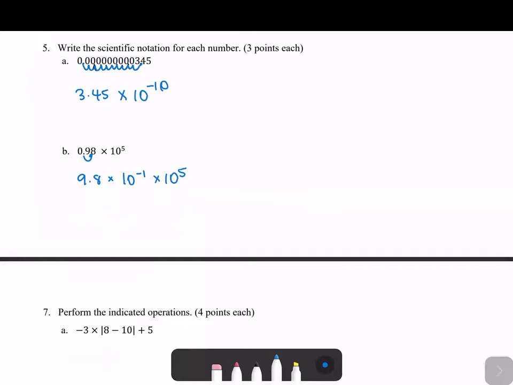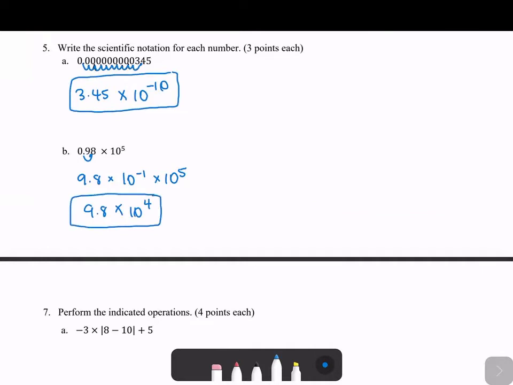So this 9.8 times 10 to the negative 1 is how we would write 0.98 in scientific notation, but we also had this 10 to the 5th. So to get this in scientific notation, you're going to combine the 10 to the negative 1 and the 10 to the 5th. And remember, when you multiply things like this, you're going to add the exponents. So this is going to be 10 to the 4th, because negative 1 plus 5 is 4. And I'm going to box these answers in.